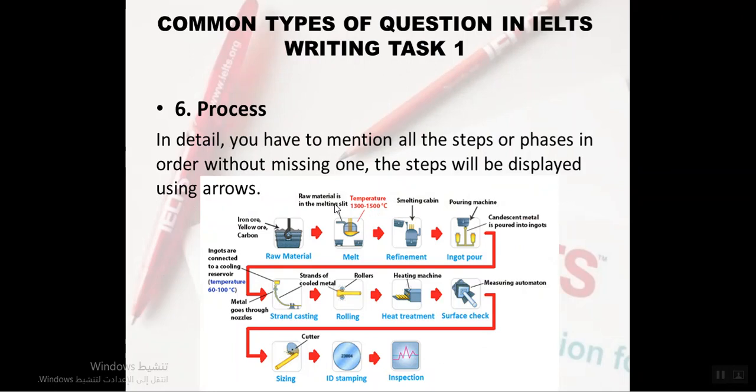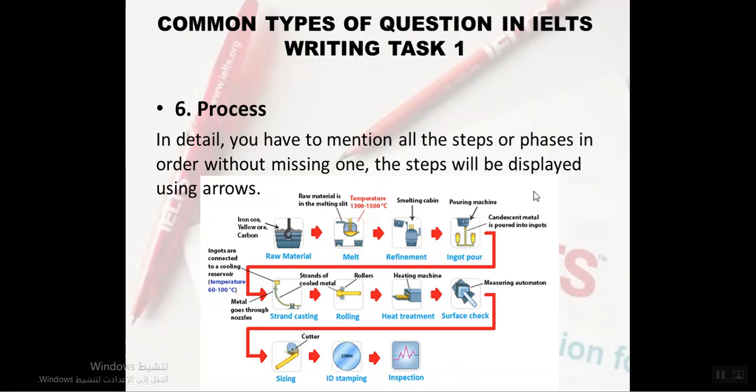Number 6, which is the last one, a process. In detail, you have to write all the steps or phrases in order without missing one. They will give you a process of something. You're going to go one by one in order. Pay attention to that without missing any. The steps will be displayed using arrows, as you can see here, and you're just going to mention what the steps are.